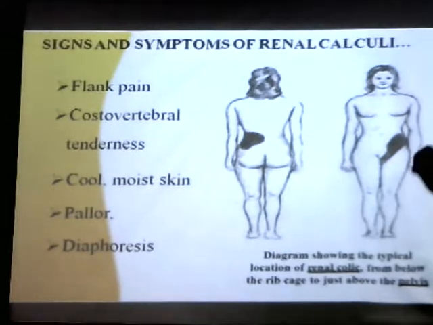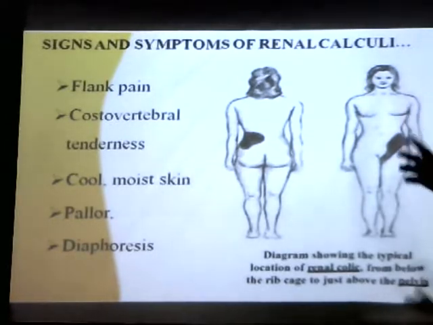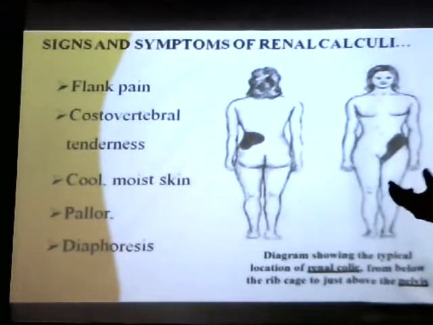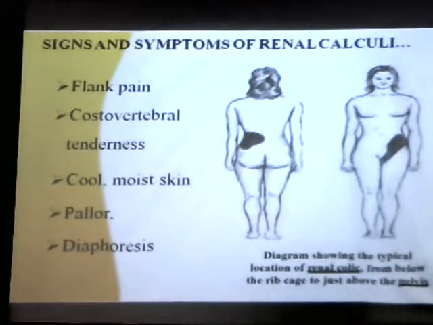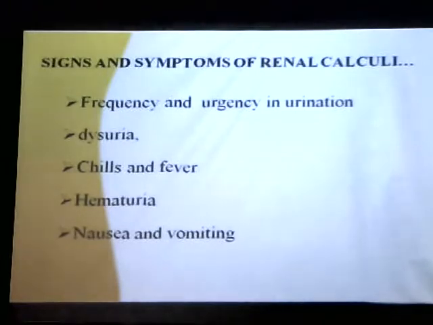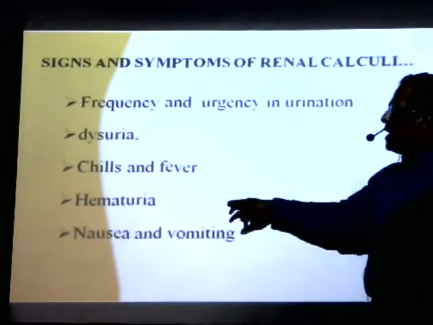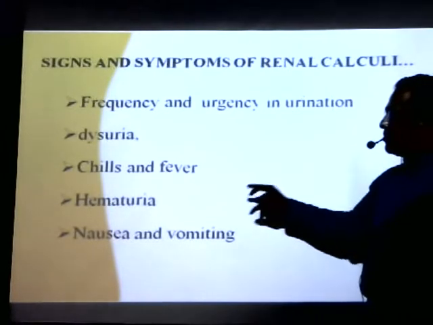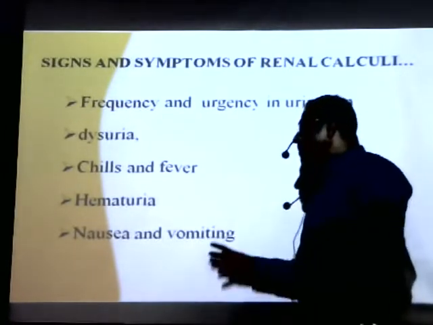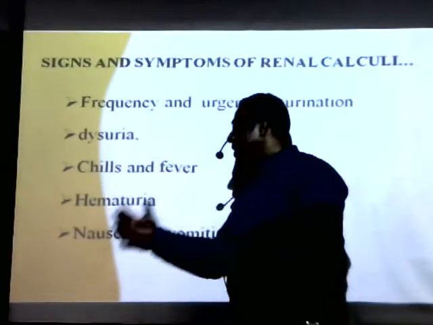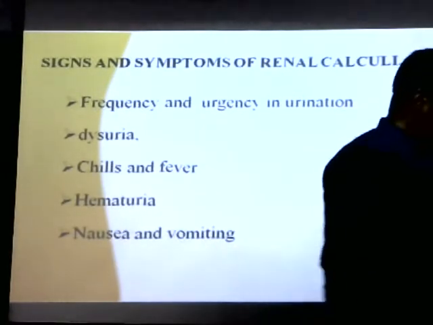Also there would be costovertebral tenderness, that is, the costal ribs and the vertebra might present with tenderness. Cool moist skin: as the pain intensifies, the patient will have cool moist skin. Pallor and diaphoresis might also be present. Frequency and urgency in urination: frequently the patient might have an urge to urinate. Dysuria, that is, whenever the person urinates, it might feel painful. Chills and fever, hematuria, that is presence of RBCs in urine, and it is maximum when there is intense pain. It is associated with nausea and vomiting.